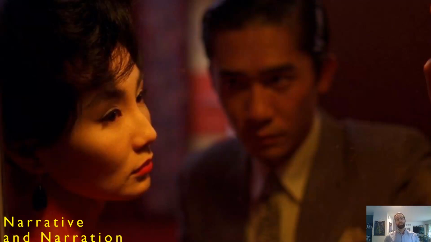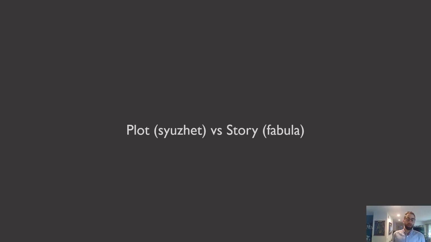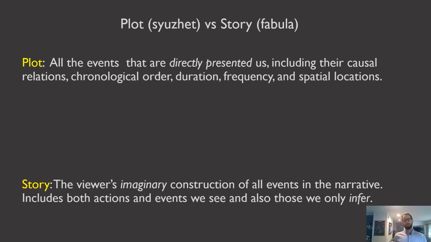In the last few units, we've been looking at elements of film form, but now instead of looking at visual and auditory components of form, we're going to look at narration itself as an element of form. The first concept that I want you to understand is a pair of terms called plot and story. So what's the difference between plot and story?